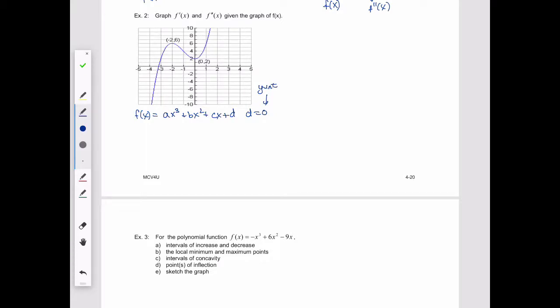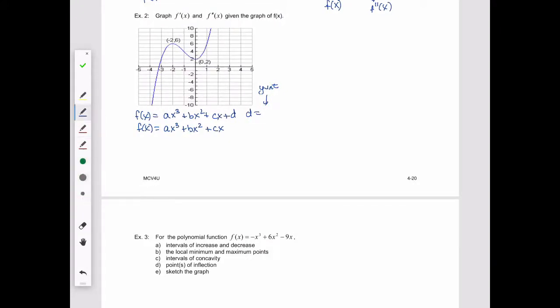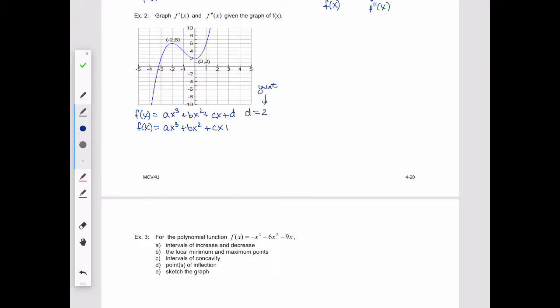And we have f of x is equal to ax to the exponent 3 plus bx squared plus cx. Sorry, I said d is equal to 0. It's equal to 2. I'll get it right sooner or later. Just looking back at the graph. Plus 2. Okay. And now we also know that there's another point on the graph. So we know the other point on the graph is negative 2 and 6.